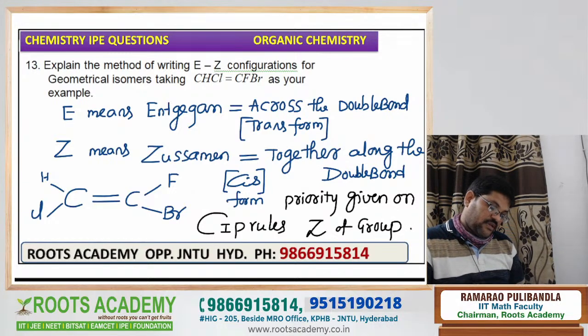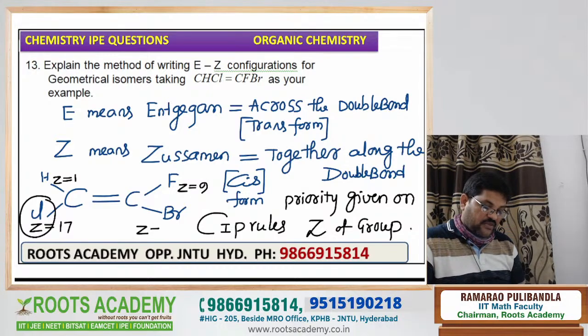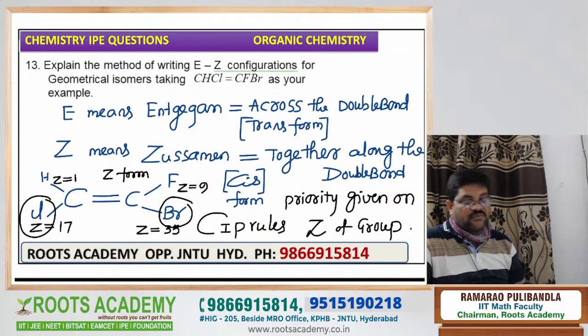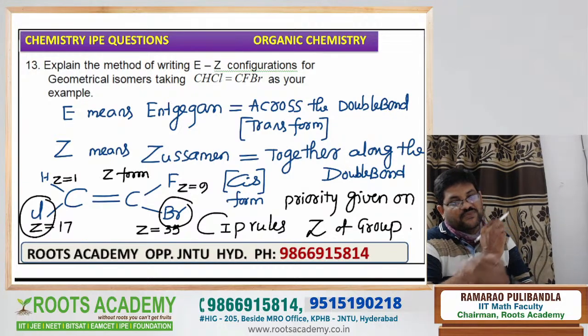For example, this is a hydrogen atom, its atomic number is 1. This is a chlorine atom, atomic number is 17. High atomic number, high priority. Here the atomic number of fluorine is 9, and the atomic number of bromine is 35. So high atomic number, high priority. That's why, with bromine and chlorine on the same side, this is called Z form. Tell me what form? Z form. Simple explanation, no confusion. Understood what I am saying?